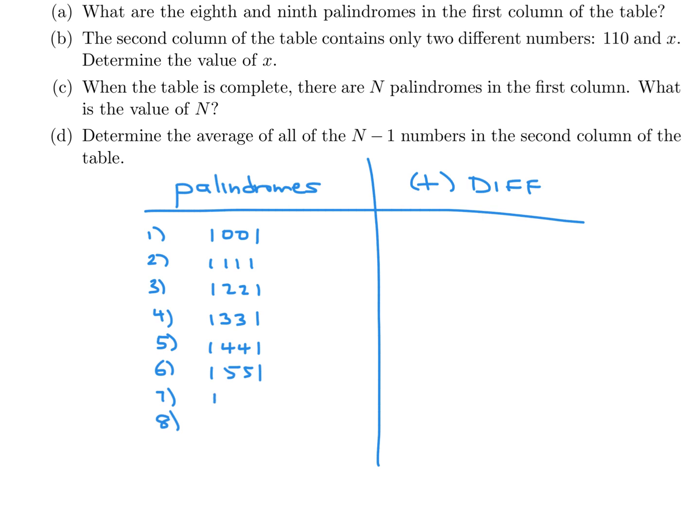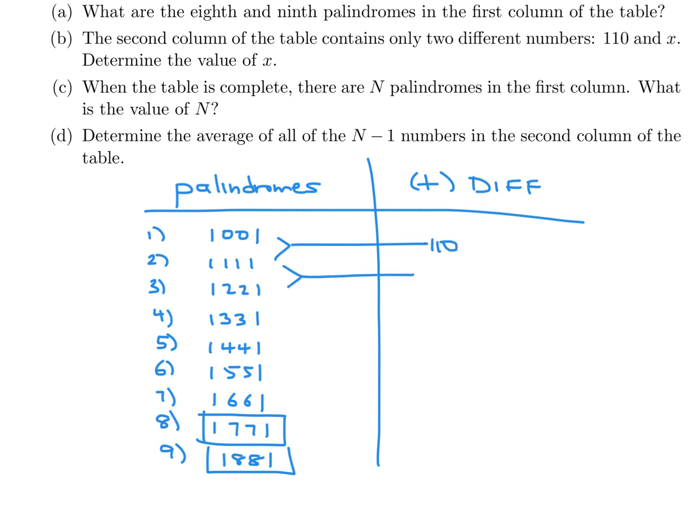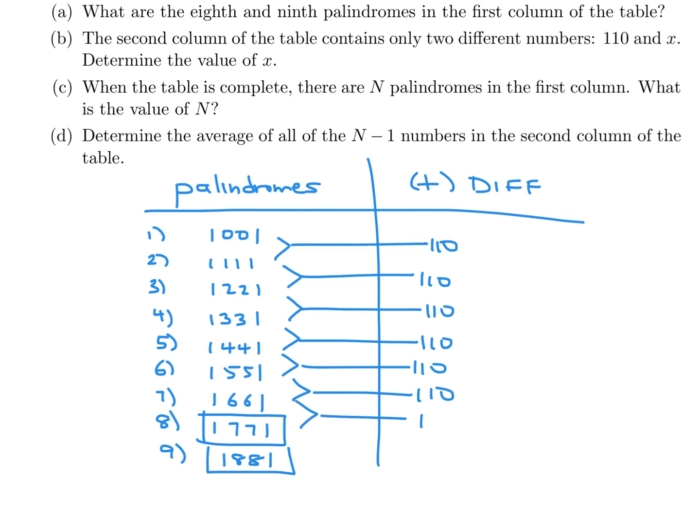And then let's list them all. Well, not all, but just until we get to the 8th and 9th. And the 9th would be 1881. Okay, so we've got the 8th and 9th, and then we need the positive difference. So the positive difference here is 110. And I believe they're all 110, but maybe not every single one. Let's see here. So far, they're all 110. And then this one is also 110. And I believe this one is 110. Okay, so far, we're just sitting at 110. Okay, so that takes care of part A.